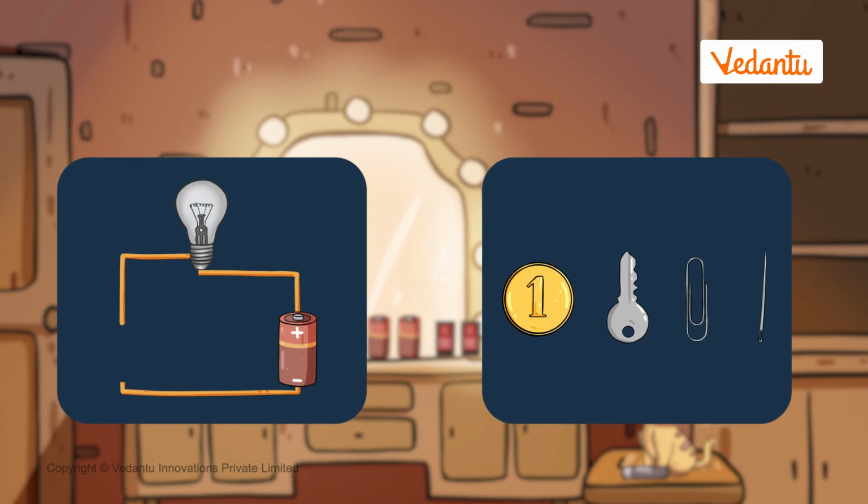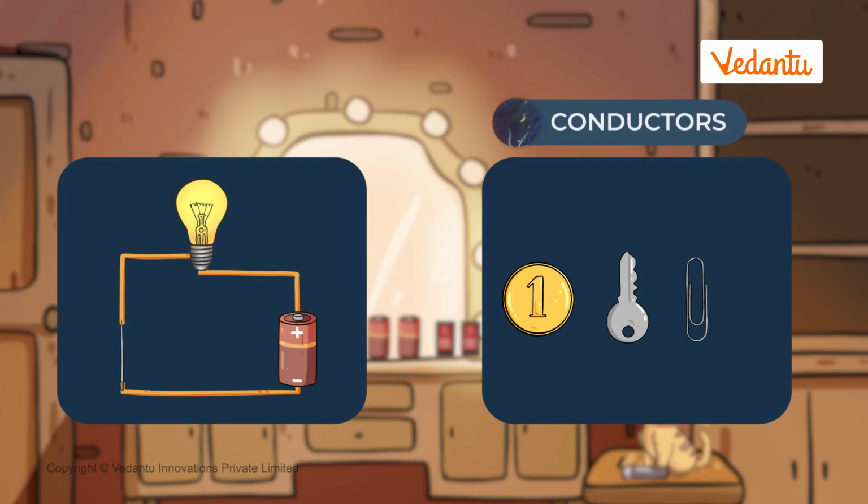The bulb glows when the ends of the wires are connected to the coins, keys, pins and sewing needle. This means all these materials are conductors of electricity. In fact, most metals or metallic substances are good conductors of electricity. Great! I can use some of these materials to complete the circuit for my robo's glowing eyes.